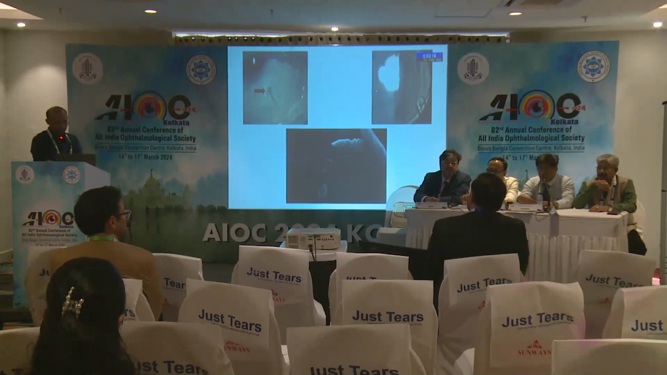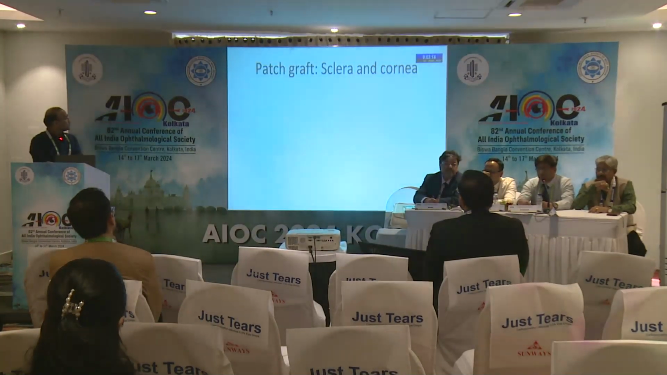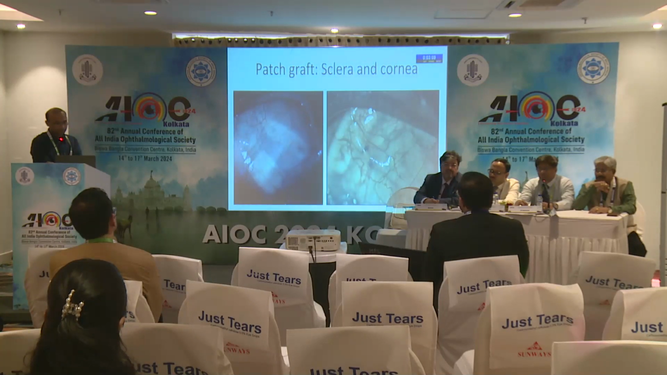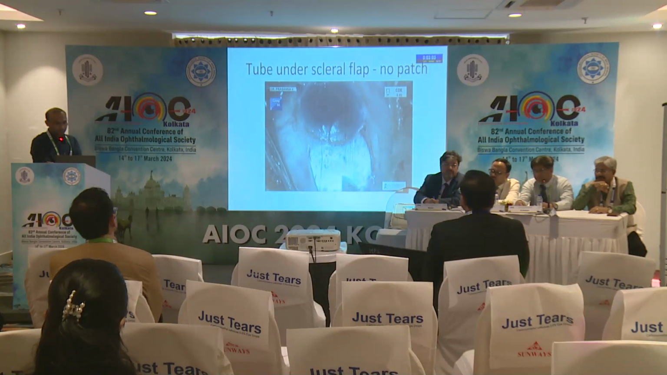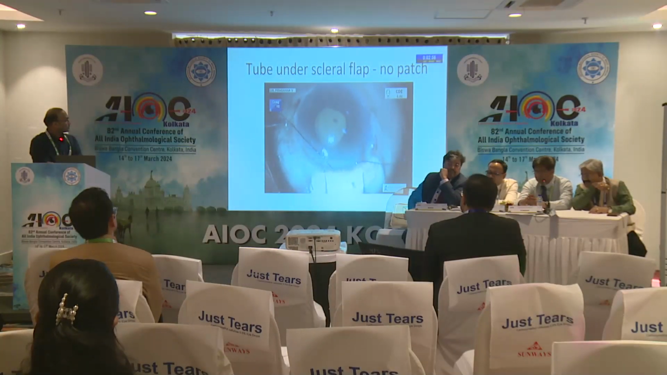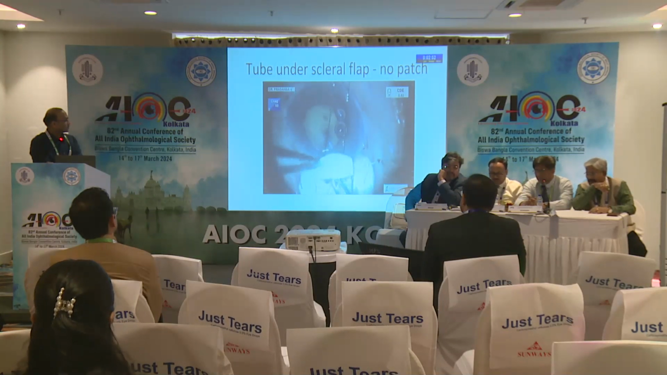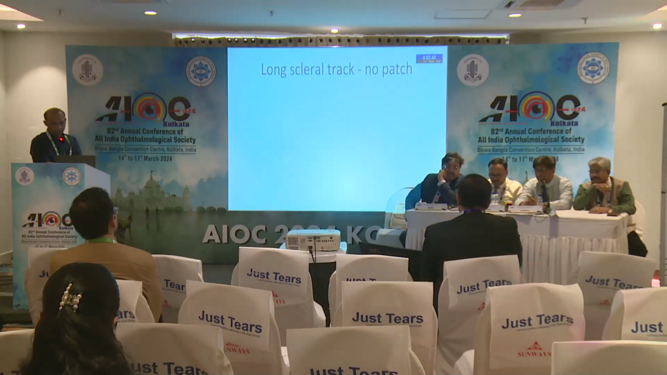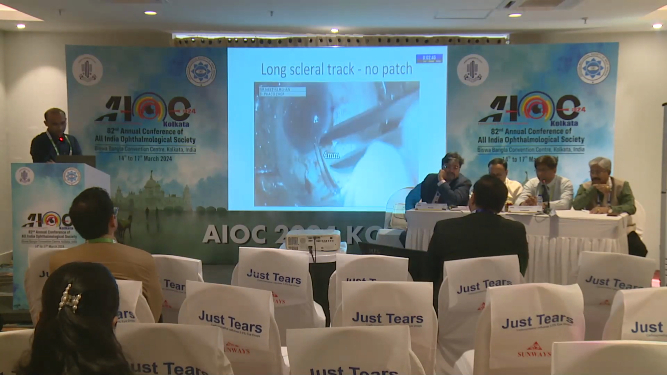Now that the plate and tube are positioned, it is important to cover this hardware with appropriate material to avoid erosions and infections. Sclera and cornea are the commonly used grafts to cover the tubes. One can create a scleral flap and insert the tube under the flap if patch graft availability is an issue. Note the well-positioned tube in the sclera. Alternatively, one can use a long scleral track for tube entry.